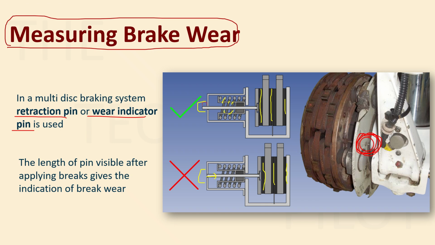So that is how the length of the pin visible after applying the brakes gives an indication of the brake wear. This phrase that is written here, after applying brakes, is very important for your exams, right? So the length of pin visible after applying brakes. Whenever you apply the brakes, only then do you check how much wear is there in the brake, right? So you need to first apply the brakes and then check how much pin is outward, right? You cannot check it when the brakes are released, right?